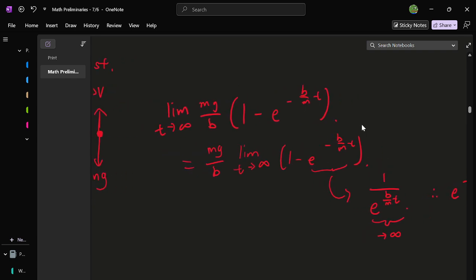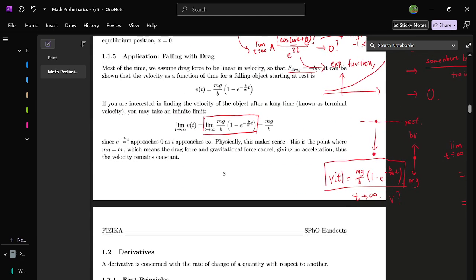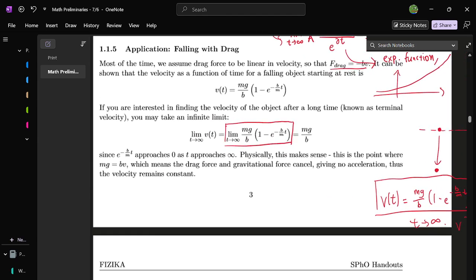So now we've established that this tends to zero. The limit inside there is just 1, so this is just mg over b. And this means that after a long time, the velocity approaches mg over b.